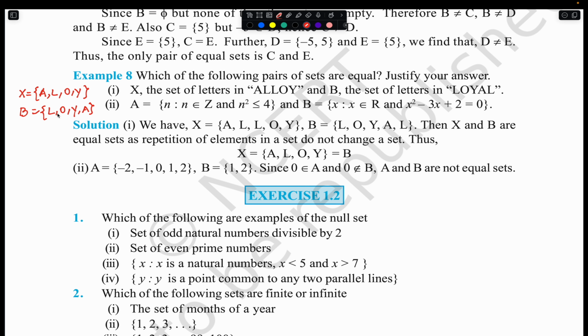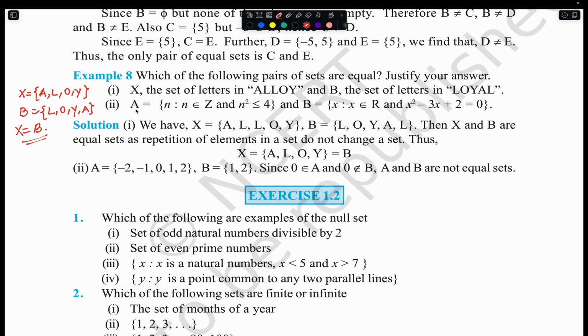Now, if you compare the two sets, L is present in both, A is present in both, O is present in both, and Y is present in both. So I can clearly say that these two sets are going to be equal. So X is equal to B is going to be our conclusion.